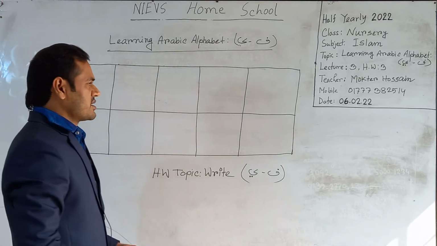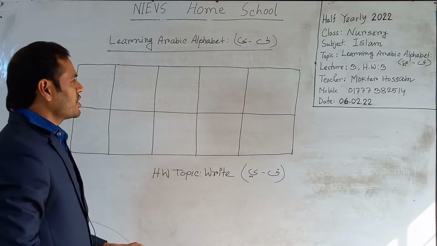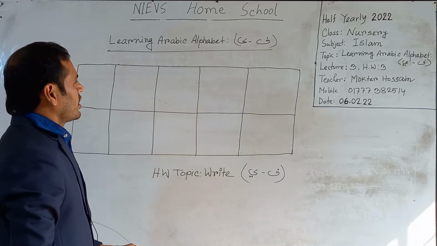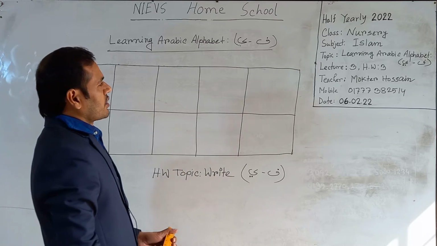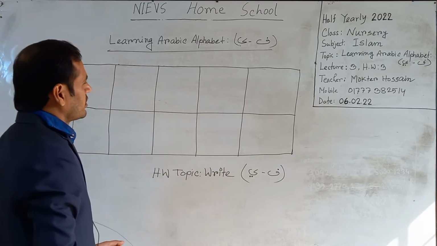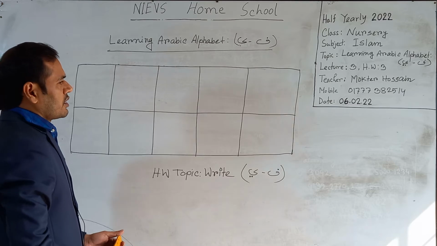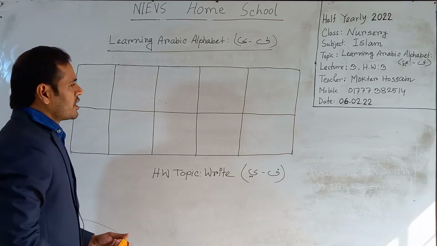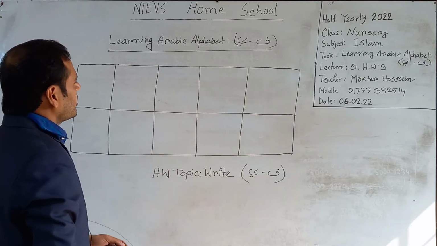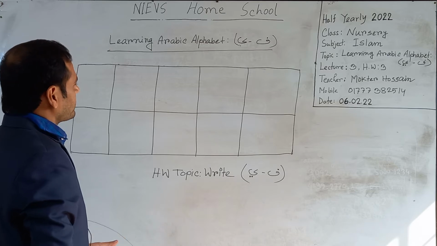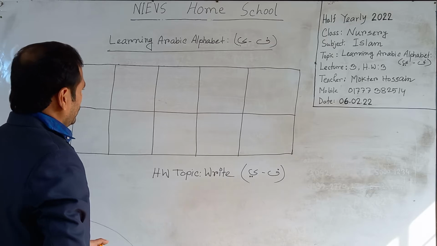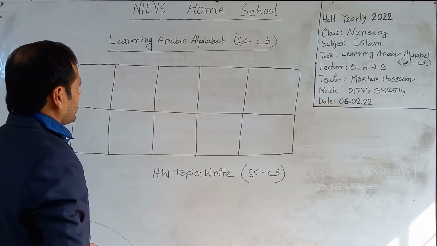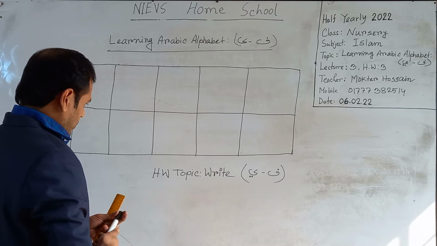In the previous classes, my dear students, you have already learned how to write Arabic alphabet from Alif to Ghain, and you have already learned how to write Arabic alphabet first 20, that means Alif to Dad. Today we will learn Fa to Ya, how to write. So let's start.